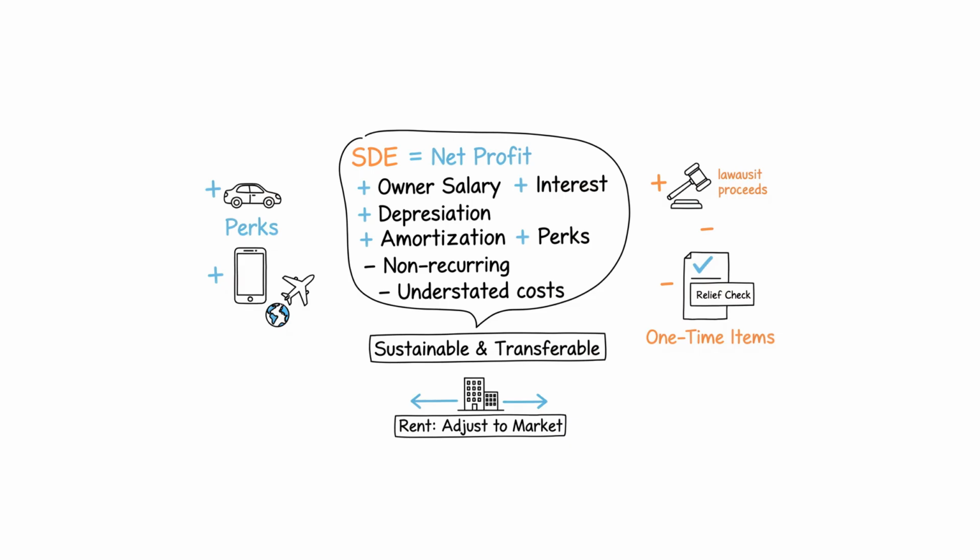Remove one-time items: lawsuit proceeds, disaster relief, a short-term project unlikely to repeat, or a temporary COVID bump. Also add back clearly non-operating expenses like personal vehicles, family on payroll not working, and club dues. Conversely, remove under-recorded costs, like if maintenance was deferred or if a key employee was underpaid. The objective is sustainable, transferable earnings a buyer can rely on.